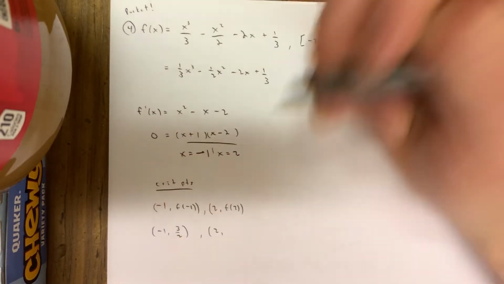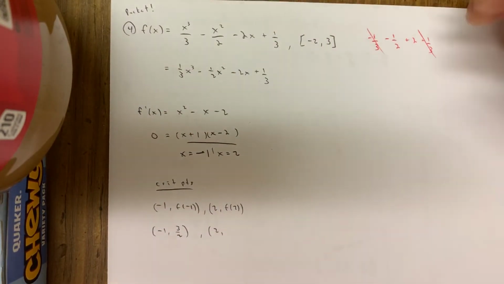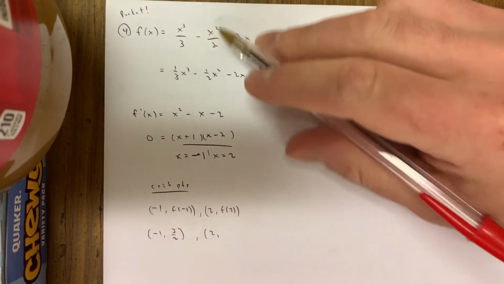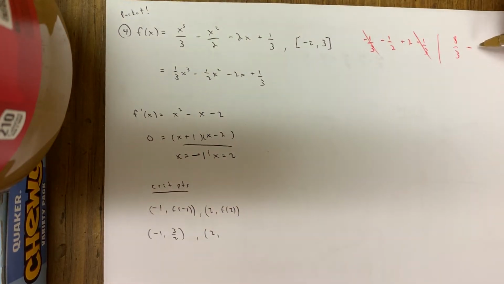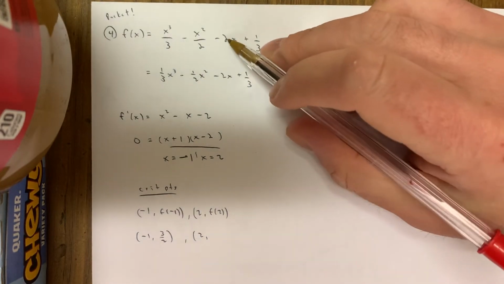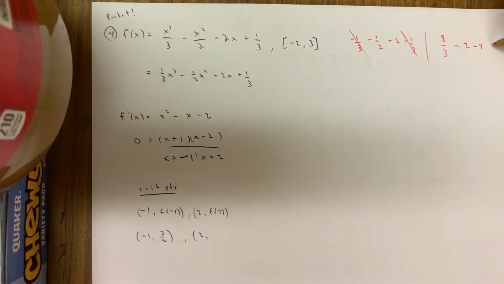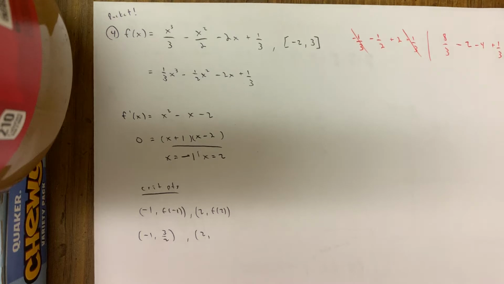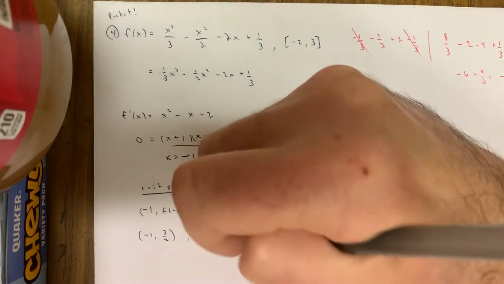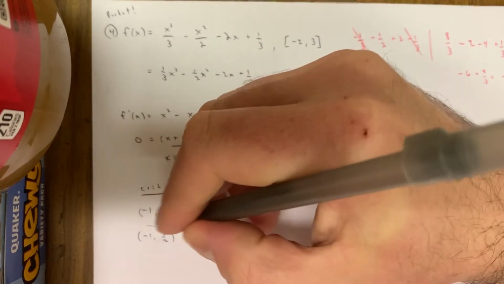And then plug in that 2. 2 cubed is 8, so we get 8/3 minus 2 squared over 2, so 4 over 2, so minus 2. Minus 2 times 2, so minus 4. And then plus 1/3. Negative 2 and negative 4 give us a negative 6, and 8/3 plus 1/3 is 9/3, which is really 3. So negative 6 plus 3 gives us negative 3 right there. So those are our critical points.